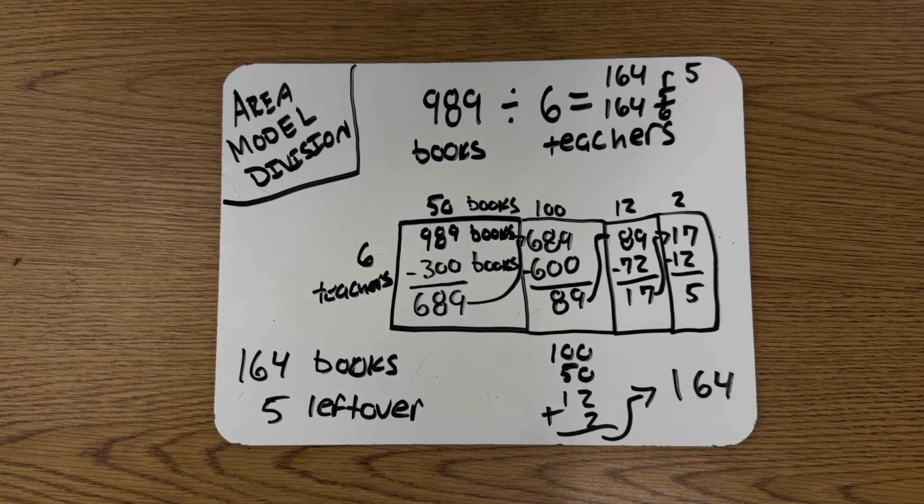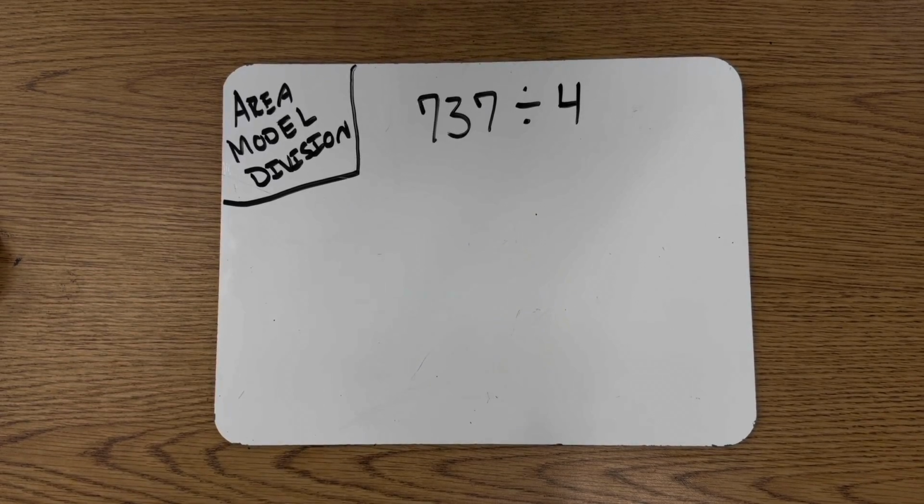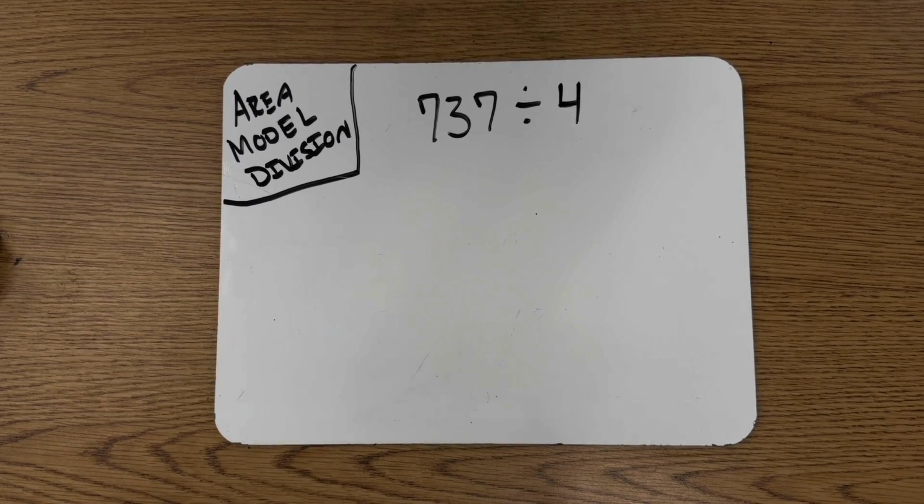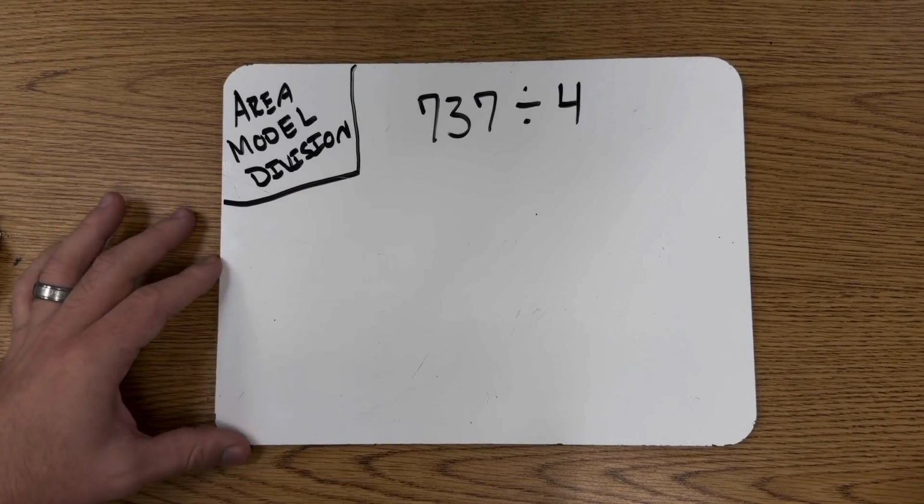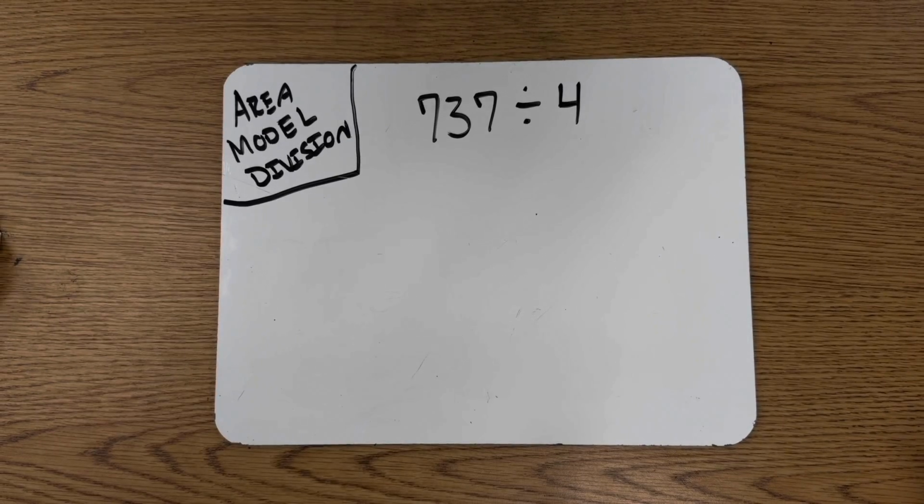Let's go through a full problem together. All right, so let's say that we have 737 divided by 4. And if we wanted to look at it the same way, it's 737 books distributed to 4 different teachers. It's good to mentally be able to do that and draw a picture in your mind of what you're doing to help connect things to things that we've learned in the past. But we have 737 divided by 4.